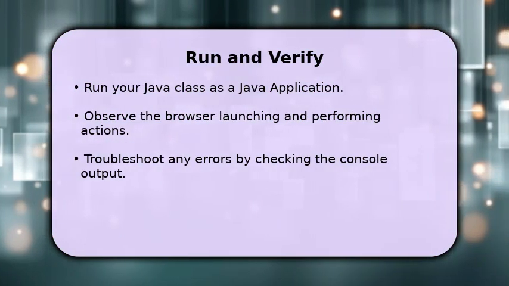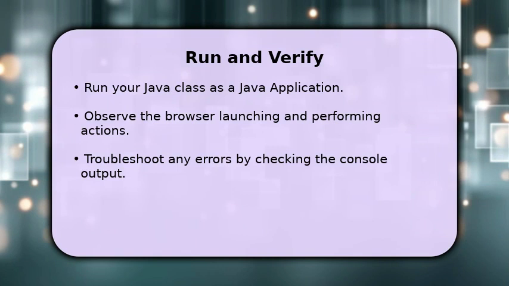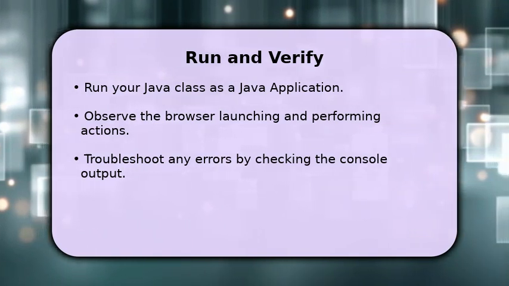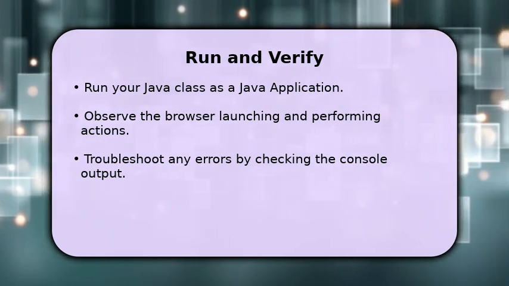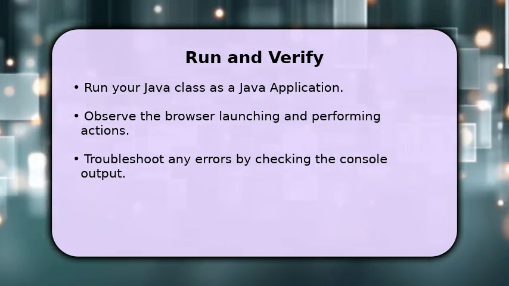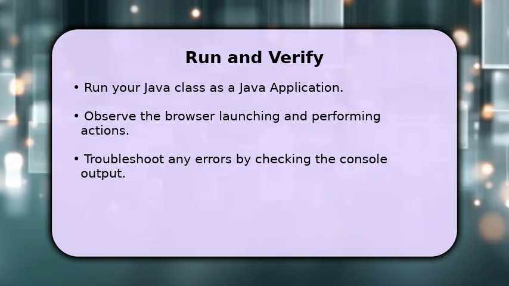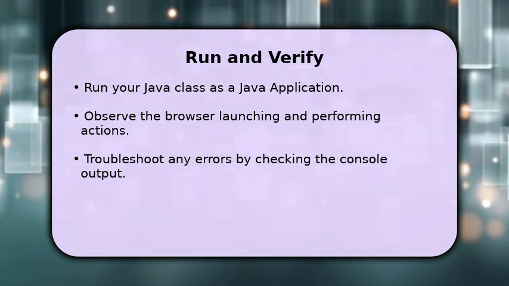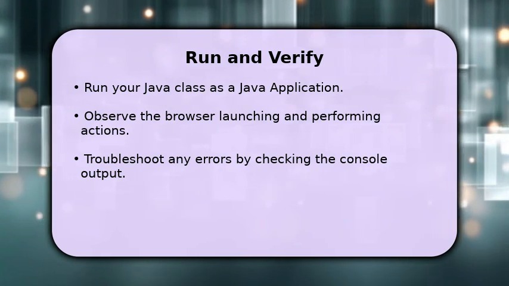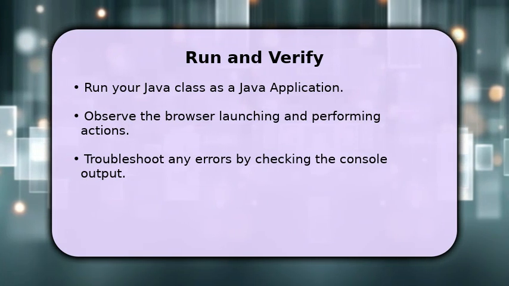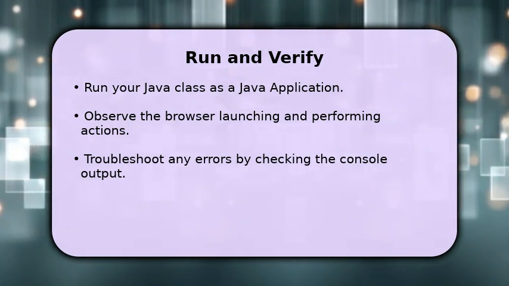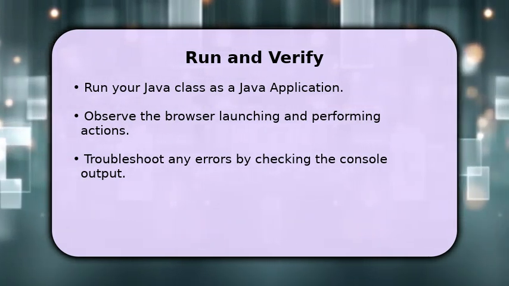Finally, let's run your automation script. Right-click on your Java class and select Run as then Java Application. You should observe a web browser launching and performing the actions you coded, such as navigating to a specific URL. If you encounter any issues, carefully review the console output in Eclipse for error messages. This verification step confirms that Selenium is correctly integrated and ready for your automation tasks.